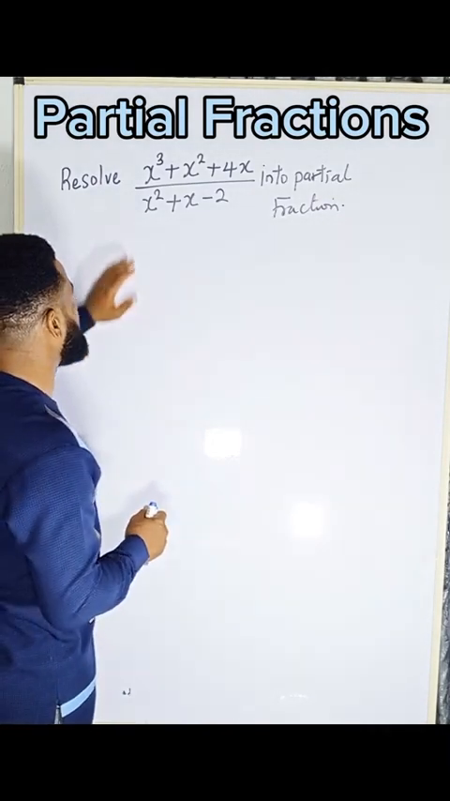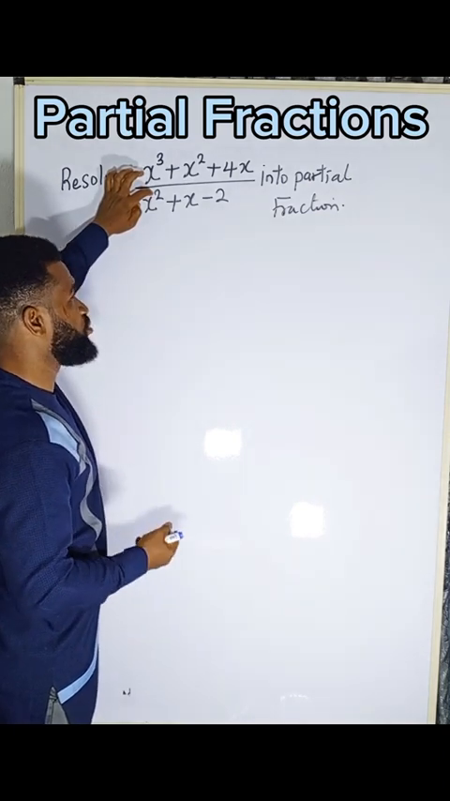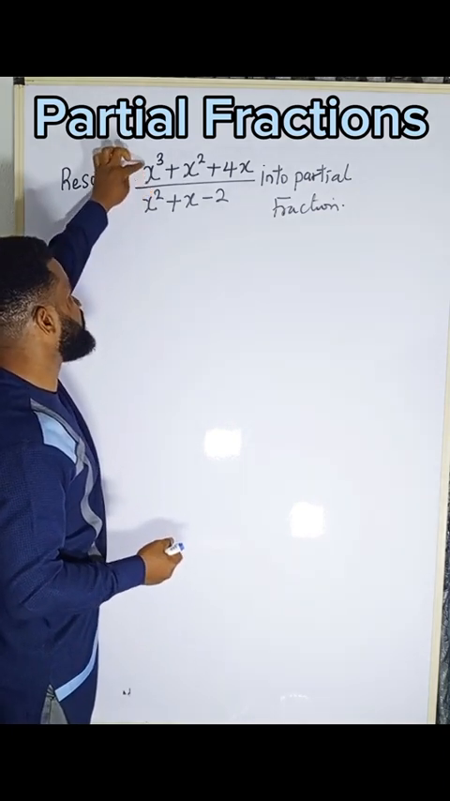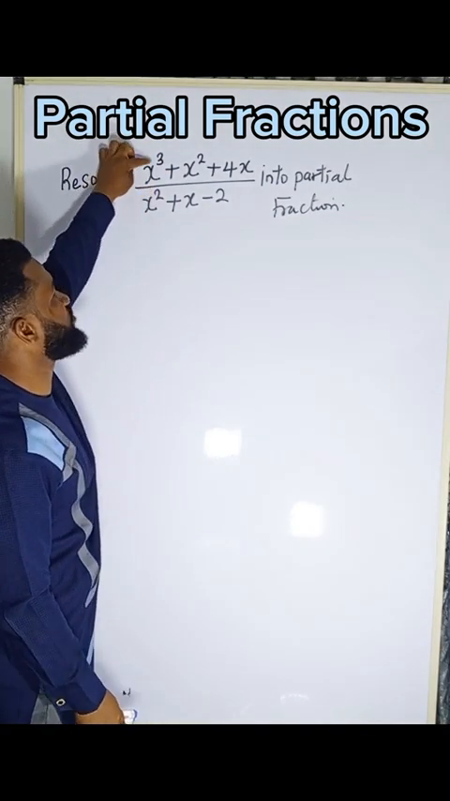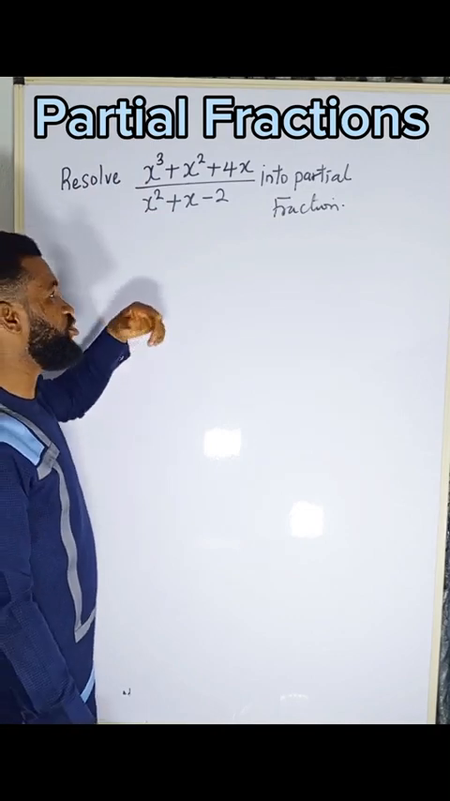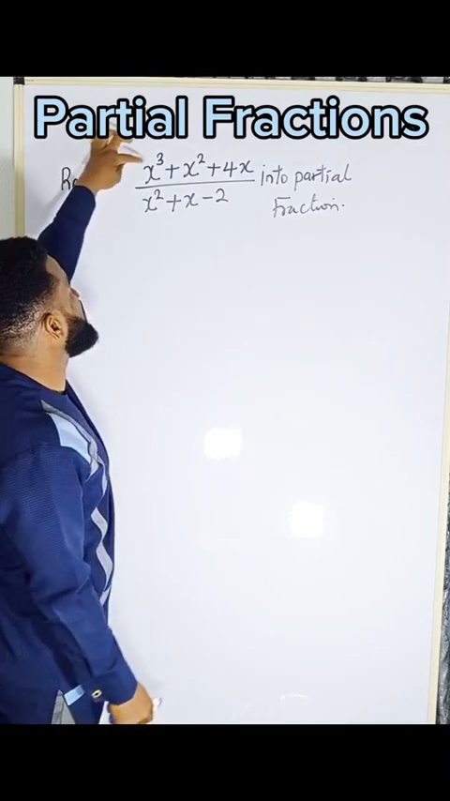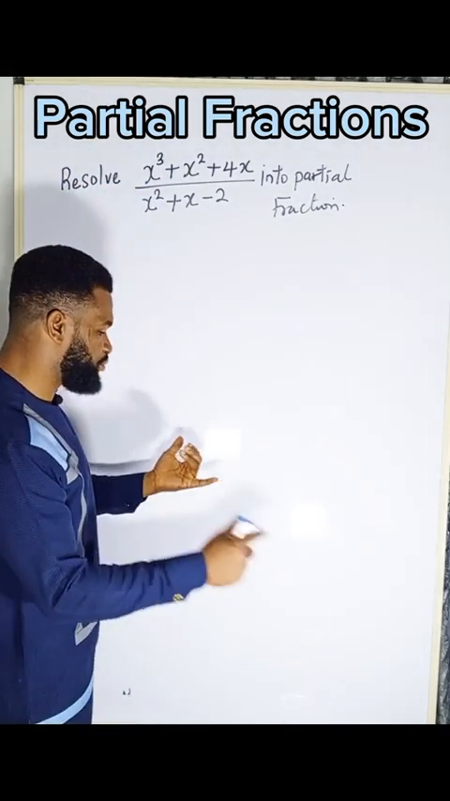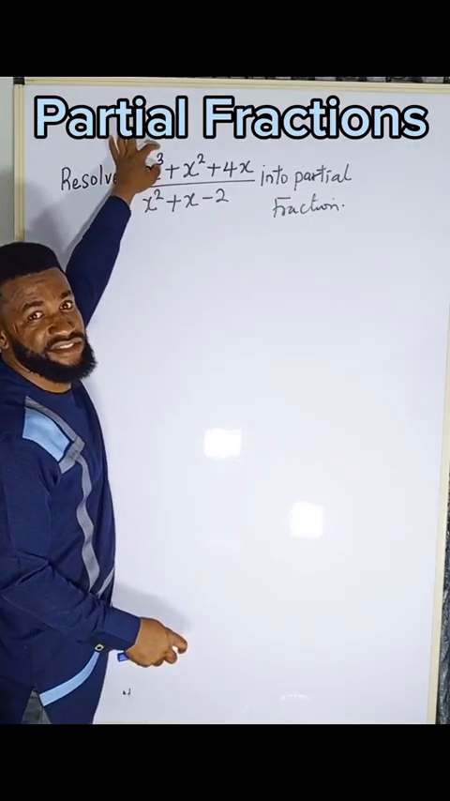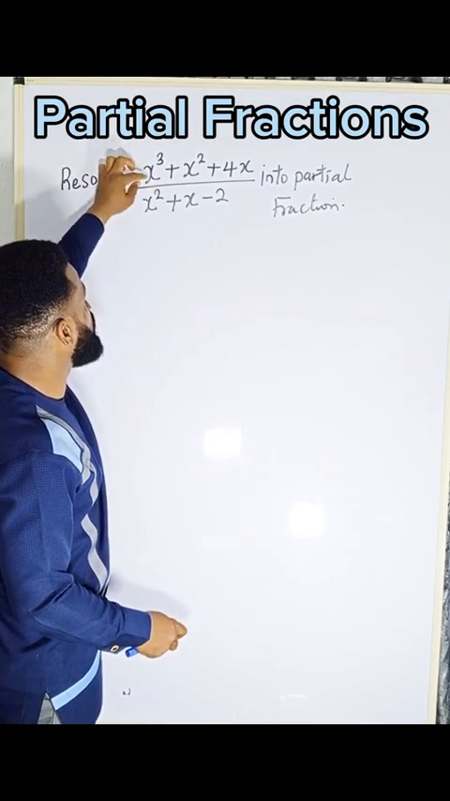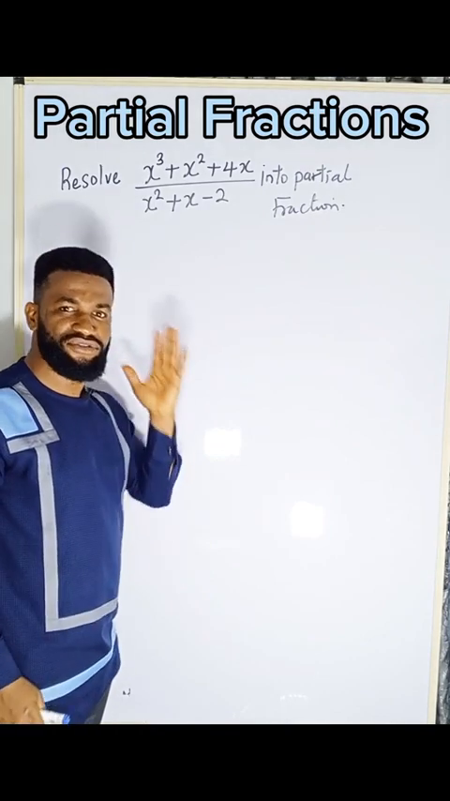There is one thing you must know about partial fraction: the power of the denominator must be greater than the power of the numerator. So this 2 is supposed to be more than this 3. But when they are equal, then there is a problem. And when the numerator is greater, there is also a problem. It's another problem. So how do you solve that problem?